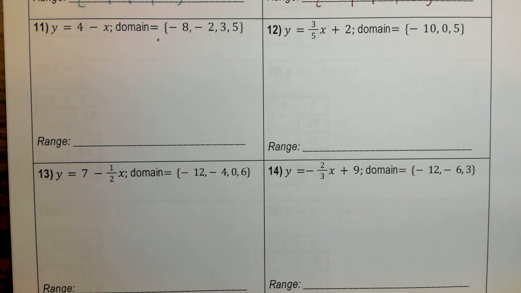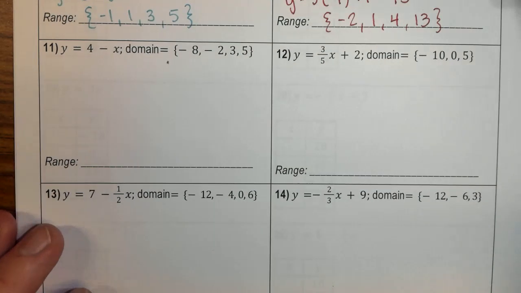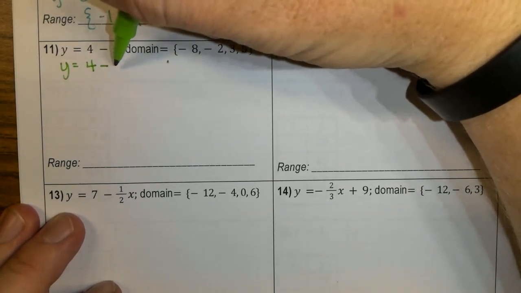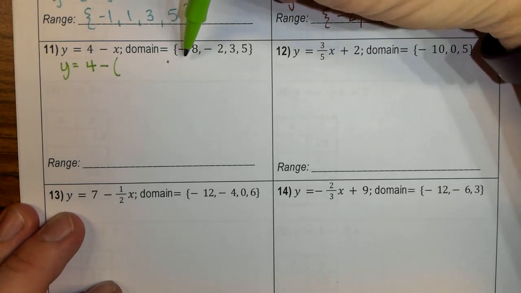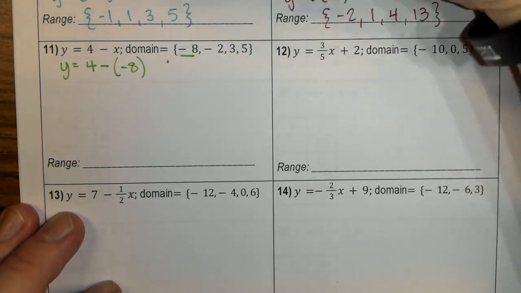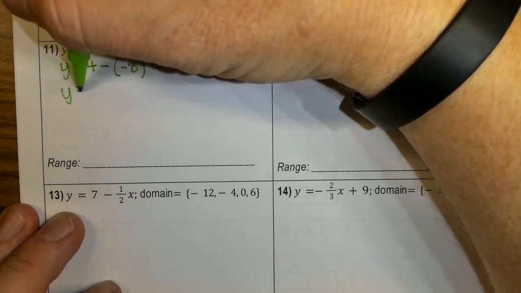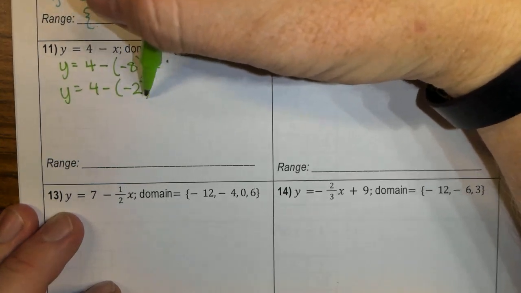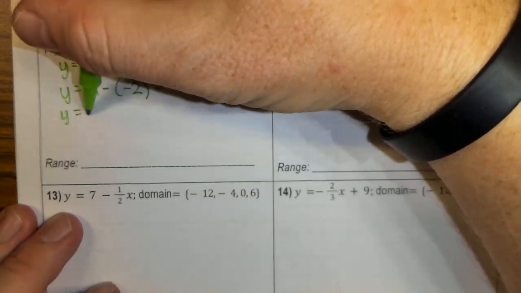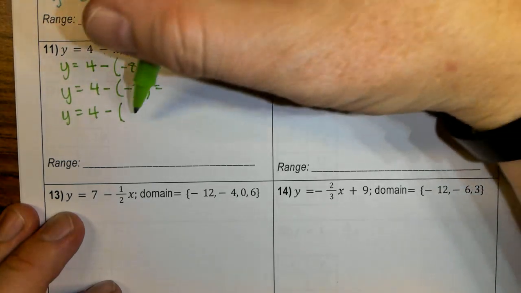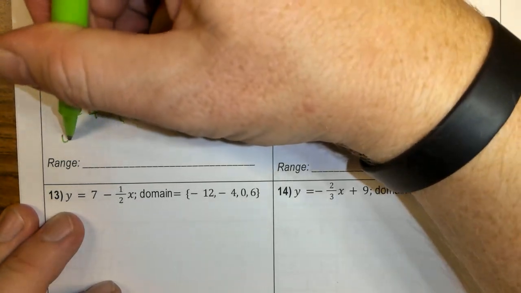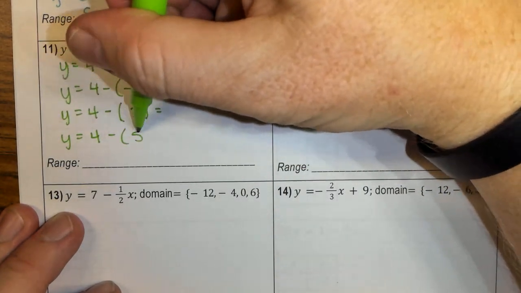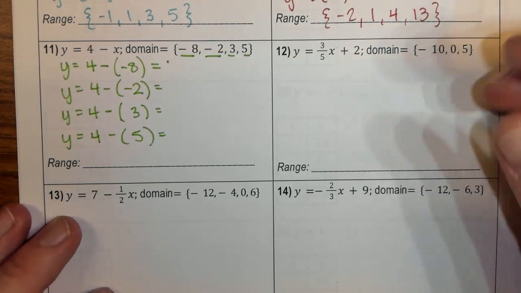On to number 11. Okay, no fractions, so I'm going to write this out. So we have y equals 4 minus, and then x, so parentheses, and then my first one is -8. Y equals 4 minus parentheses, my next one is -2, and then y equals 4 minus parentheses 3, and y equals 4 minus parentheses, 5.